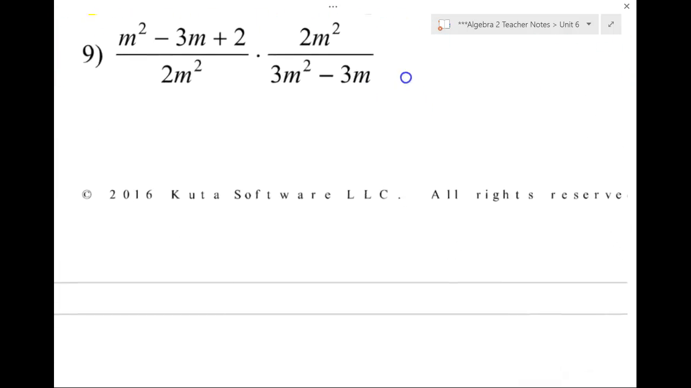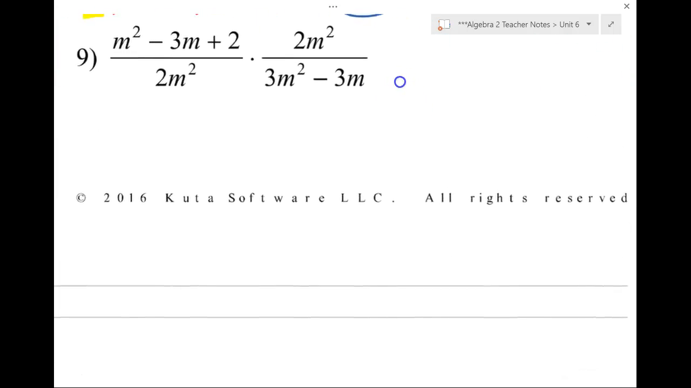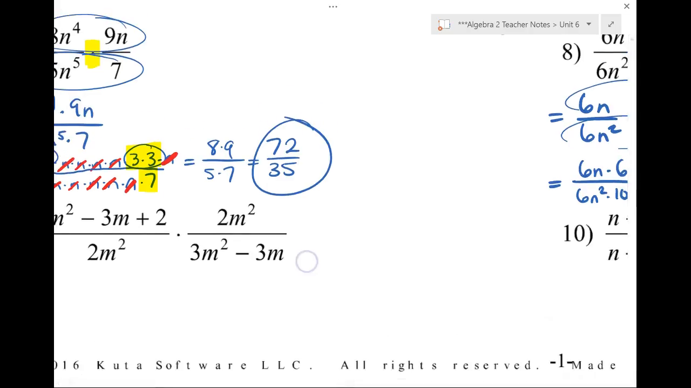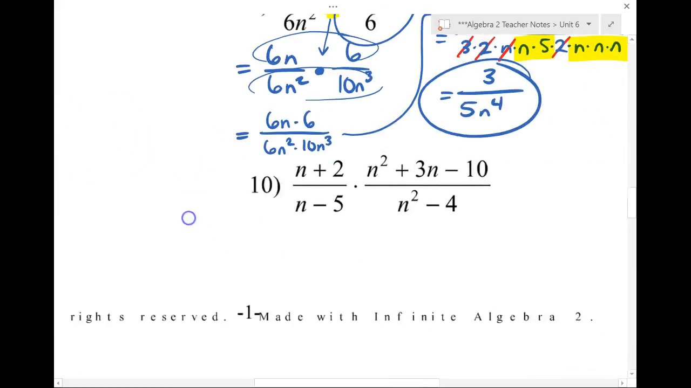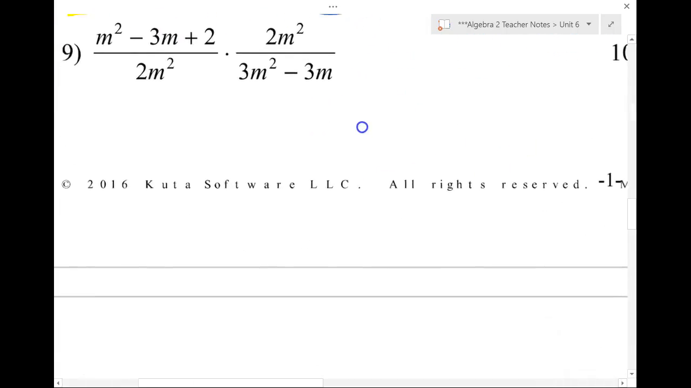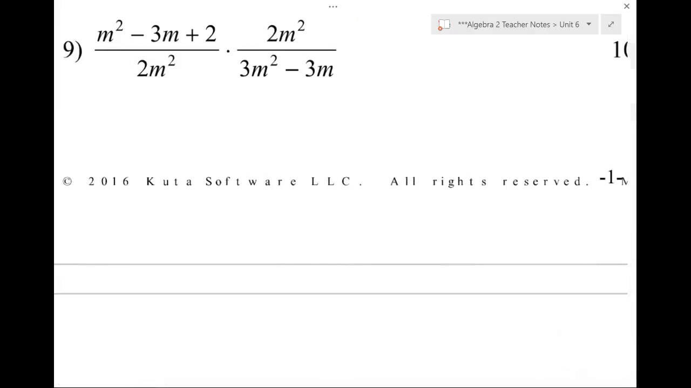Now let's take a look at this problem here. Again, we're simplifying. If you notice, it's not n equals or n equals some answer. We're not looking for a solution. We're just simplifying the expression. When we get to solving the equation, then I need an answer. But here, we're just simplifying the expression as much as we can to make it easier to work with.